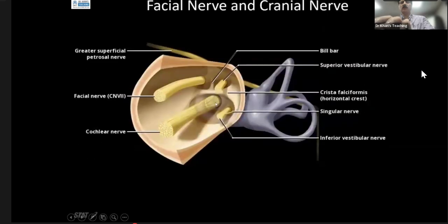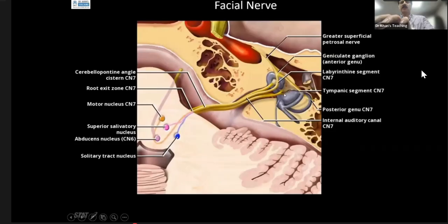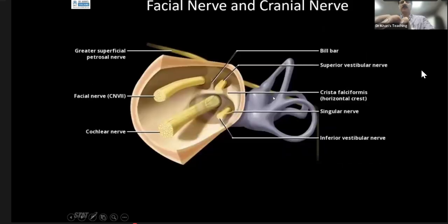It comes out from the cochlea. Sorry. And there is superior and inferior vestibular nerve. These will join together.